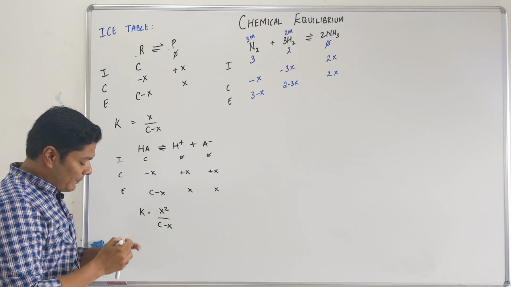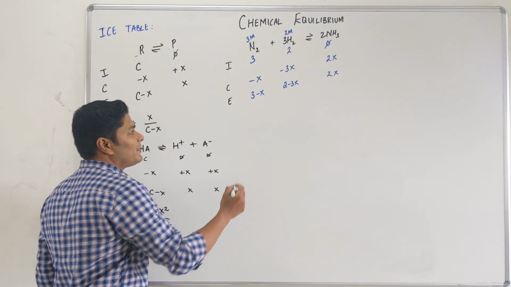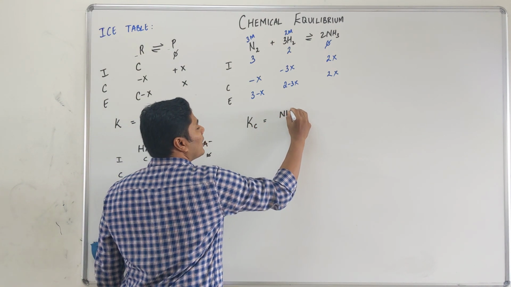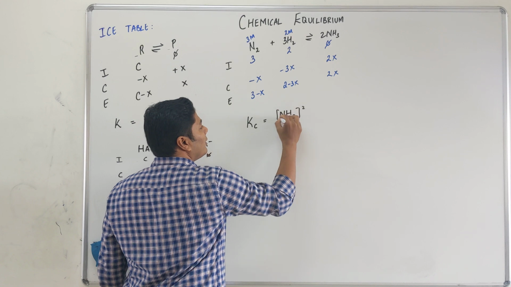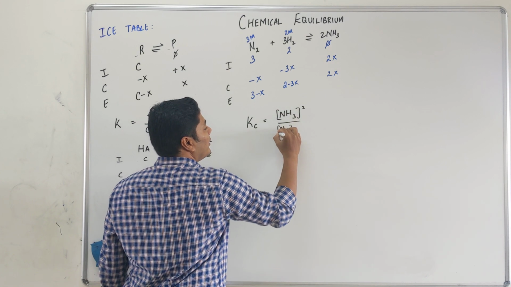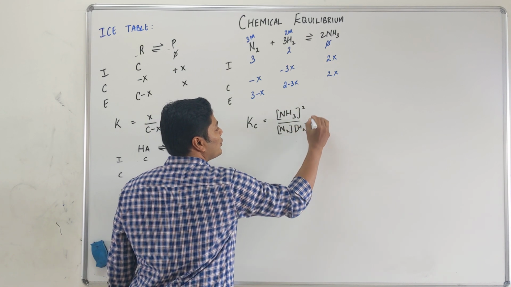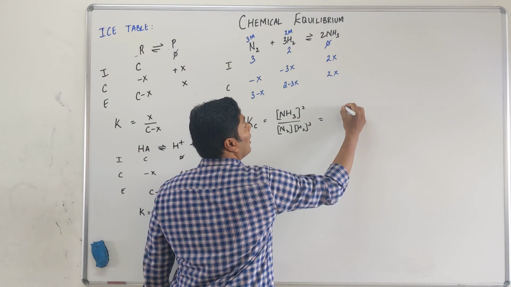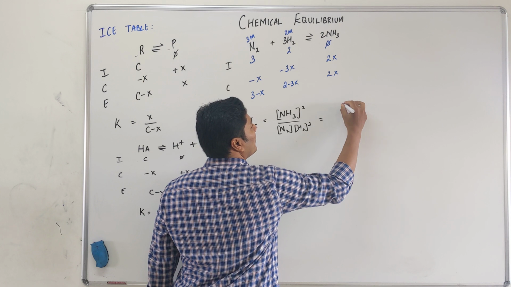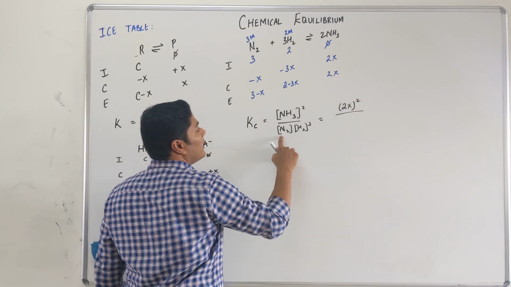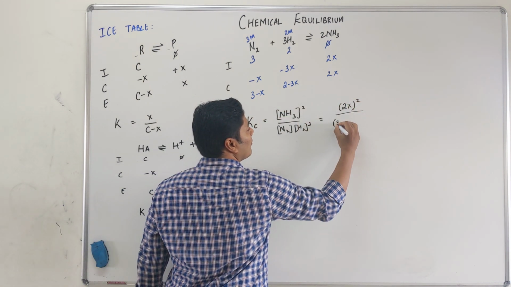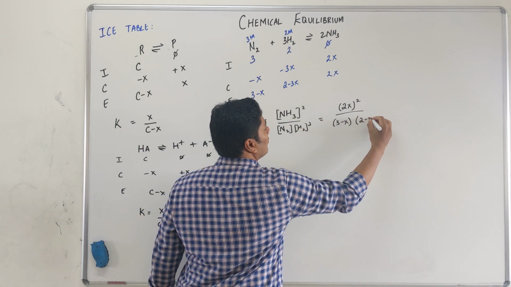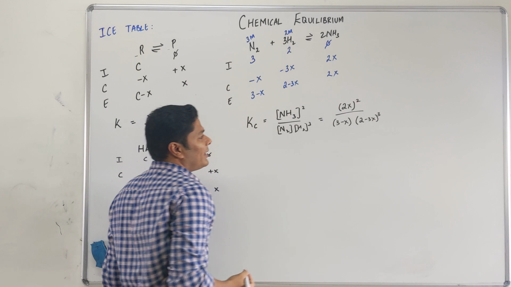Okay. Straightforward. Now, we can write down the K expression. Kc equals, I am taking it in steps for you here, N2 times H2 cubed, that equals, my NH3 is 2X to the power 2, divided by N2 which is 3 minus X, H2 is 2 minus 3X, cubed. Now, this looks complicated for you.